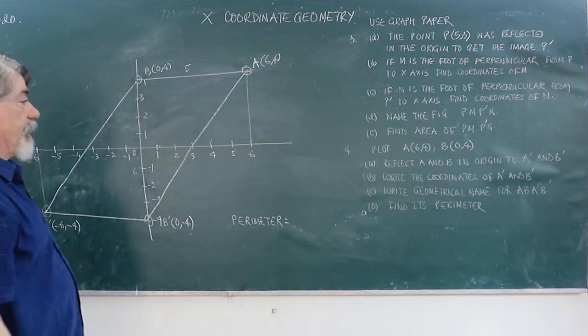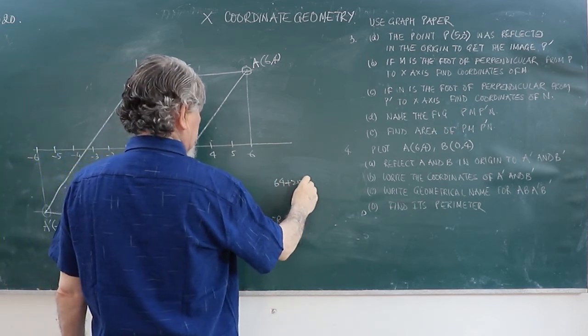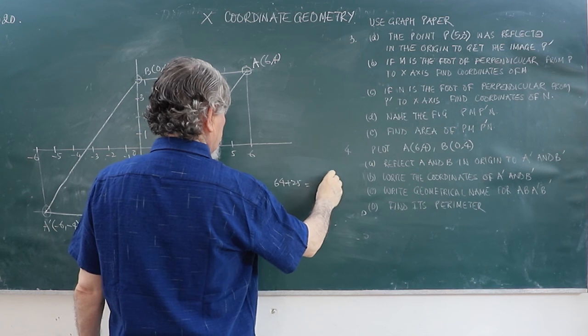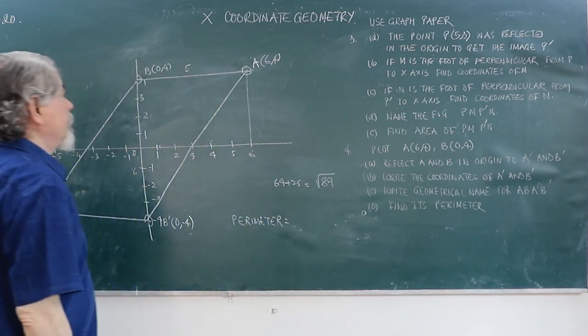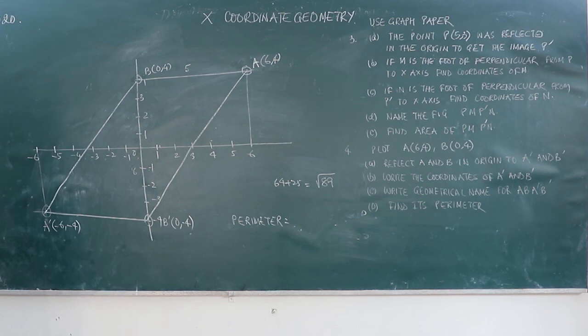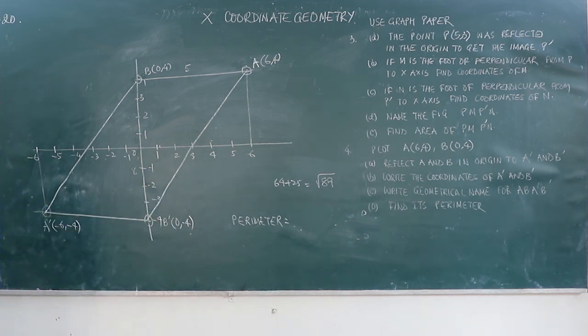8 square plus 5 square. 64 plus 25. Root 89. That will be root 89.